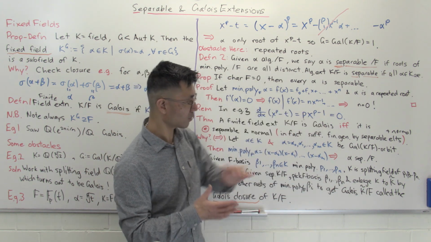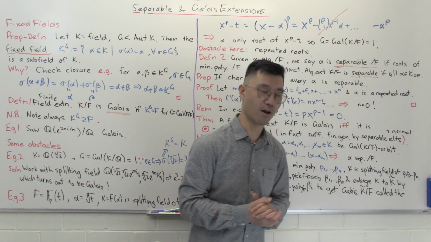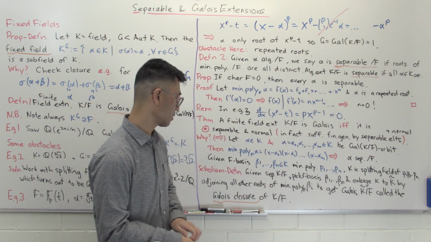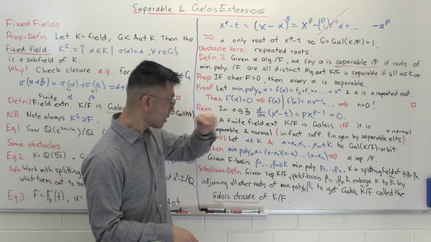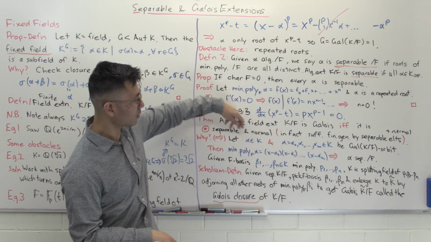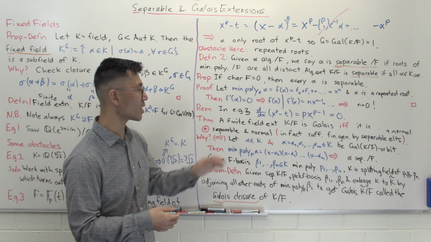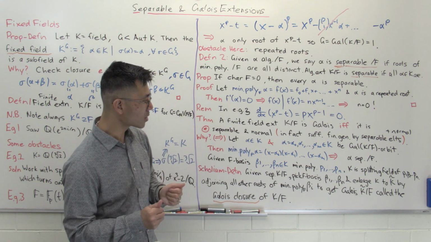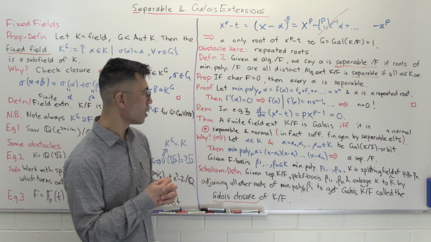These are all distinct. Okay, so alpha is separable over F, and this is true for every single element alpha inside K. So that tells you that this is a separable field extension, and now we just have to show that it's actually a splitting field of some polynomial. So what's the polynomial we're going to use?